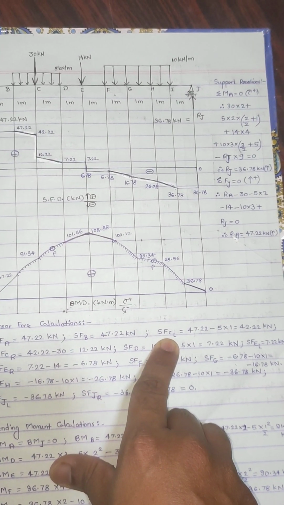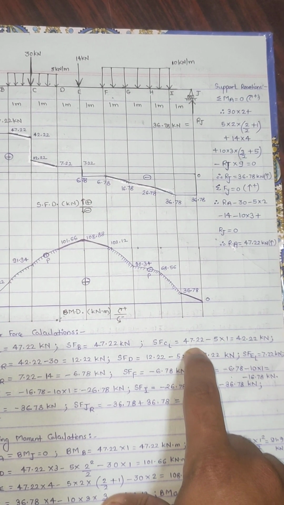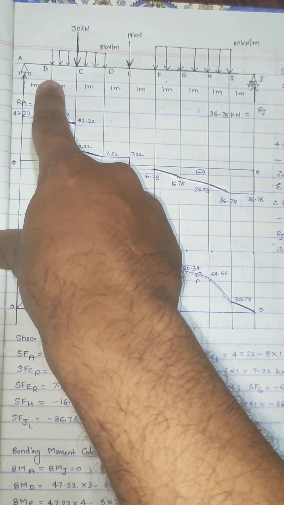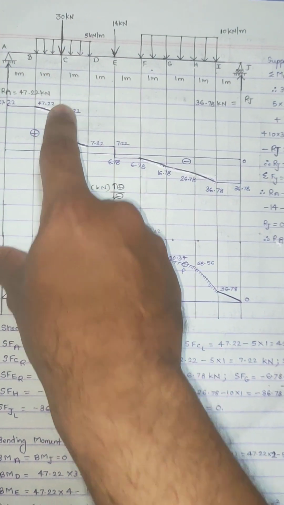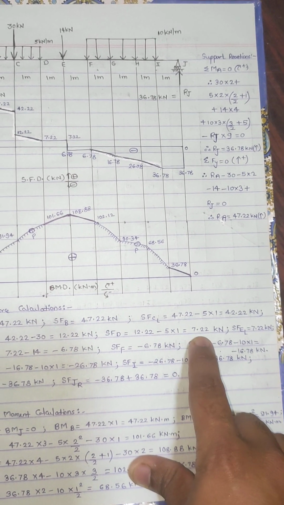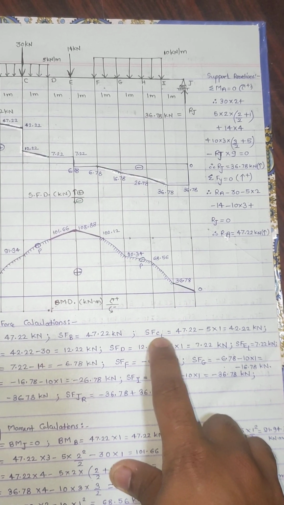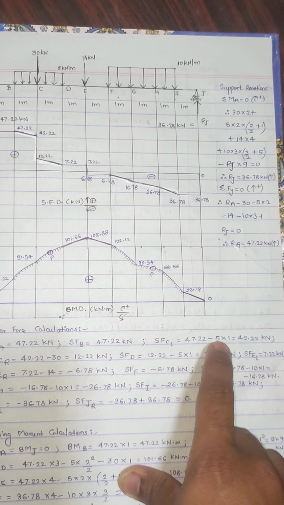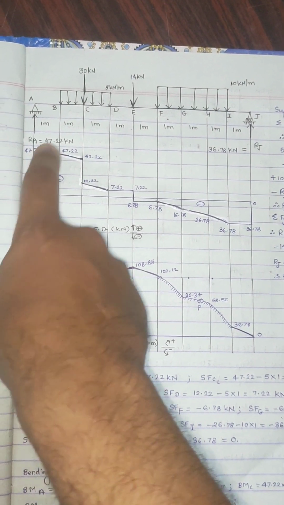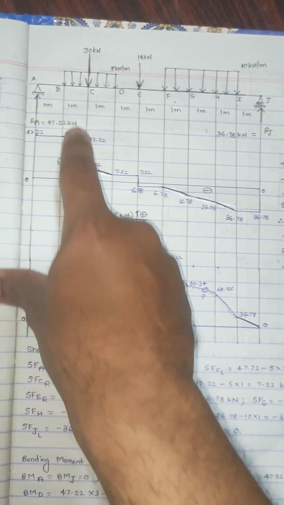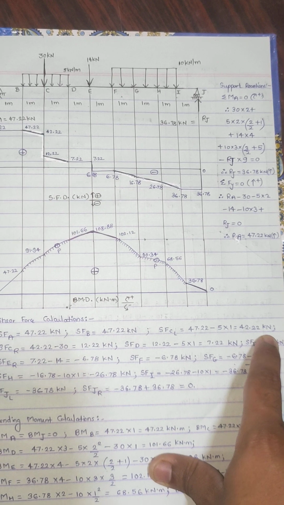So first of all, to do shear force at C left, this 47.22 we have written here minus this UDL 5 multiplied with the distance 1, because we have to calculate up to this much distance up to point C. Sorry, my mistake. Shear force at C is equal to 47.22 minus 5 into 1, that is 42.22 kilonewtons.